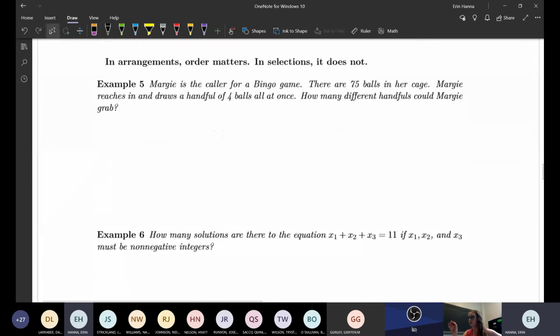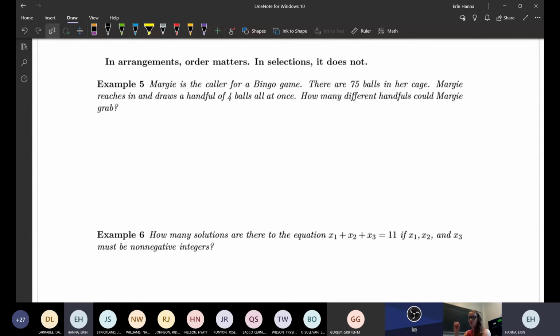So once again, arrangements: order matters. Selections: it does not. Arrangements are related to permutations, selections are related to combinations. So let's go back to Margie and her bingo game, and there are still those 75 balls in her bingo ball cage. She reaches in and draws a handful of 4 balls at once. How many different handfuls could Margie grab?